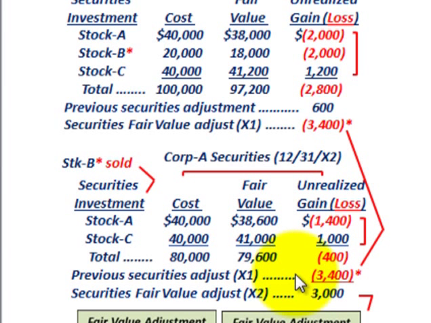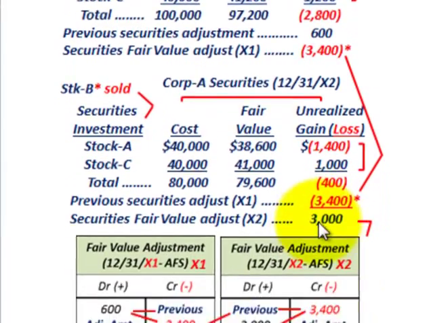Okay, so now we have to determine our fair value adjustment here for year X2. We're dealing with year X2. So again, we work off that previous adjustment here for year X1. That was that 3,400. We can go back up here and look at it. That was the 3,400. We just bring that down into year X2 amount here, and we have the $400 loss balance that we need, and we have our previous adjustment here, 3,400. We're going to come up with the 3,000.